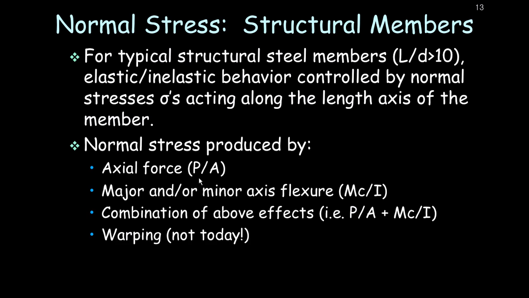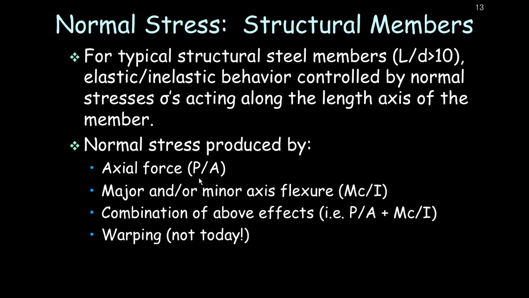What can these normal stresses be produced by? Well, certainly axial force, so they're just taking your traditional P over A. Certainly normal stresses are produced by bending, both major and minor axis flexure, so there's your MC over I. And then most likely you have beam columns, members subject to both axial force and bending, so here it would be a combination of axial force and bending effects, or P over A plus MC over I.